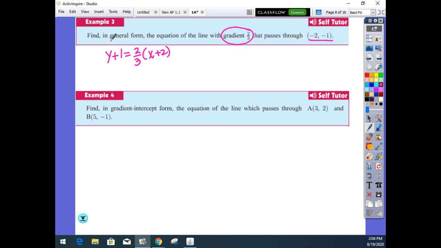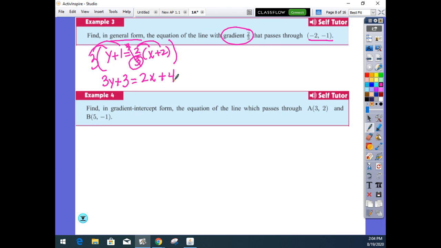If I want general form, I need to get rid of my denominator again, so I'm going to multiply every single thing by 3. Now, when I multiply the left by 3, I end up with 3y plus 3. Now, when I multiply the right side by 3, the 3's gone. So now I'm just left with the 2 to distribute for this equation. All right.